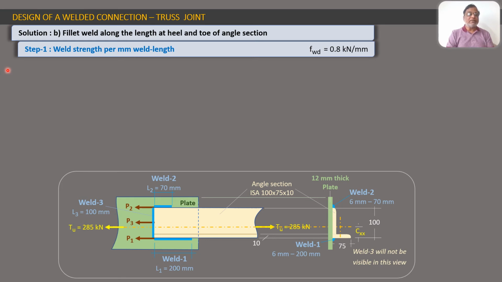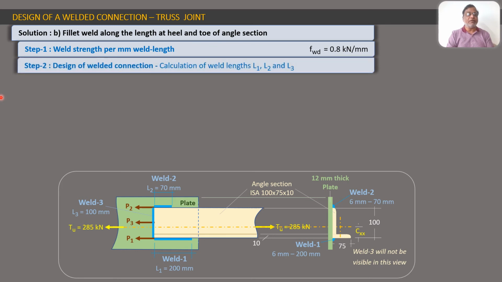The step 1 is the same. Required, so the strength of the weld, that is FWD. Okay, the force resisted by weld. This was from step 1, already there. Now we will proceed for step 2. Step 1 does not require any revision.